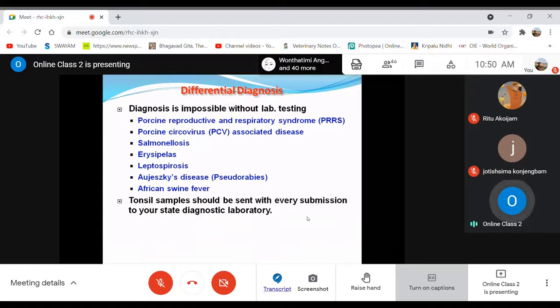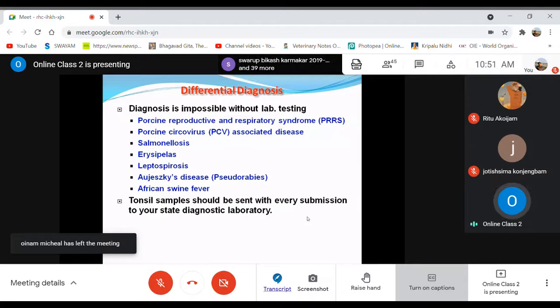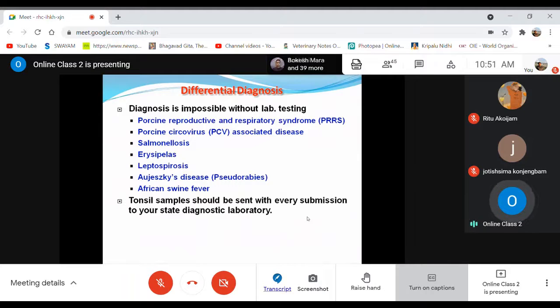Then coming to differential diagnosis: what are the diseases having similar clinical signs and symptoms, or maybe similar lesions, which need to be differentiated from this disease because of those similarities. Okay, so of course it is not possible without laboratory techniques to confirm whether it is CSF, PRRS, porcine circovirus, or some other disease having similarities, right? So that's why confirmation by laboratory techniques is always compulsory.